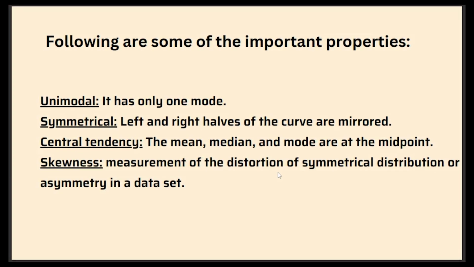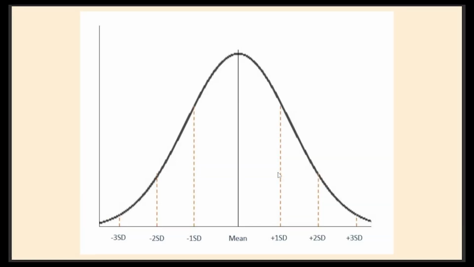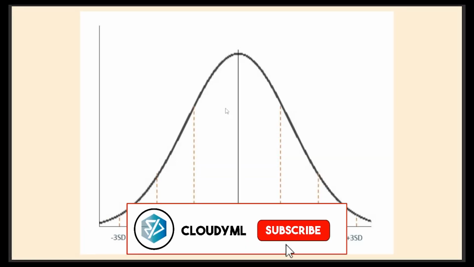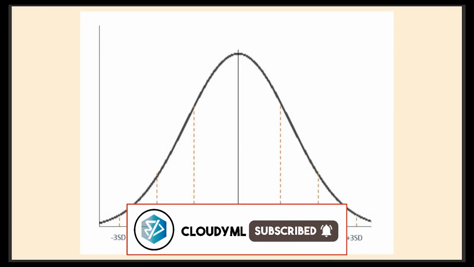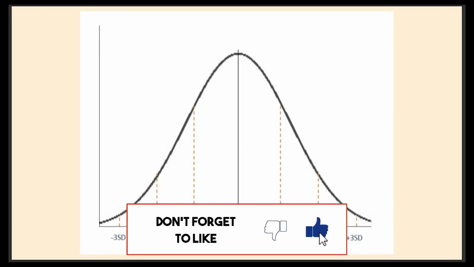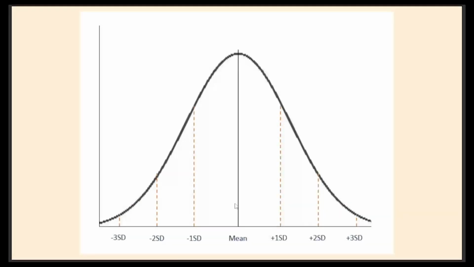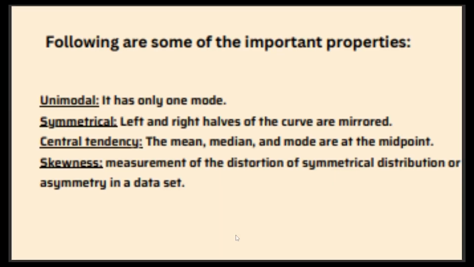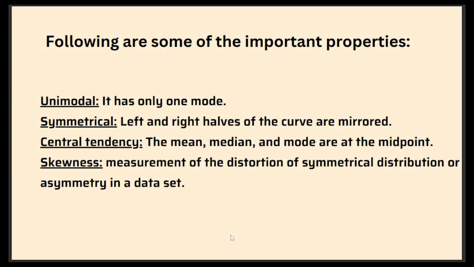Central tendency is a very important property of the normal distribution, which says that the mean, median and mode are at the midpoint. This line you see is the mean, it is also the median and the mode. They all are equal to one another. So this middle line denotes the mean, but it is all three: the mean, the median and also the mode.